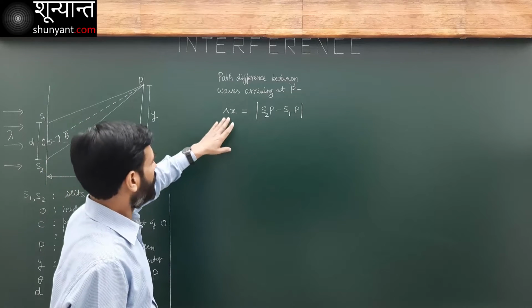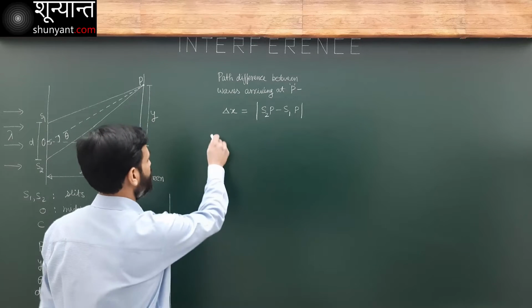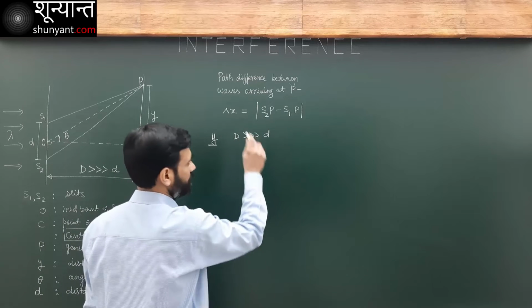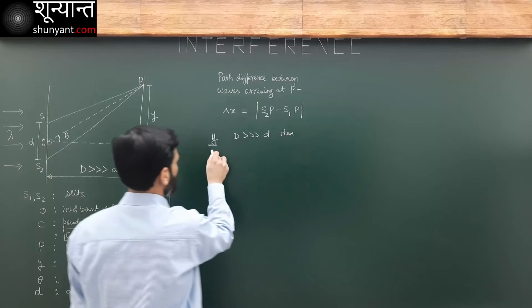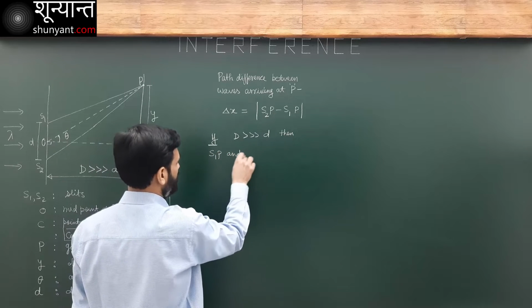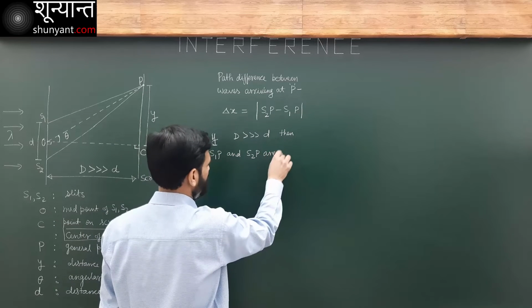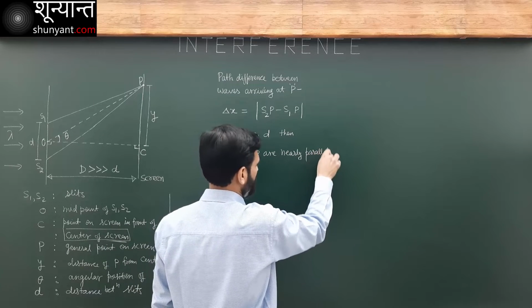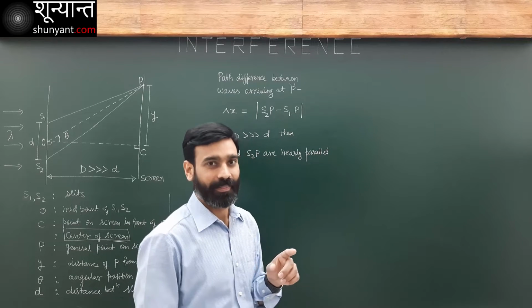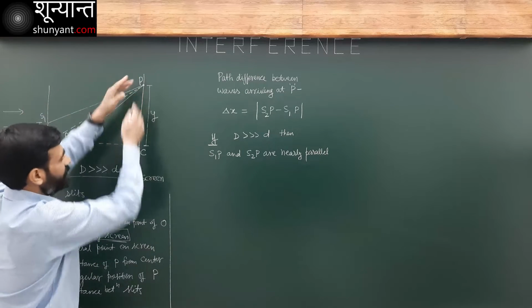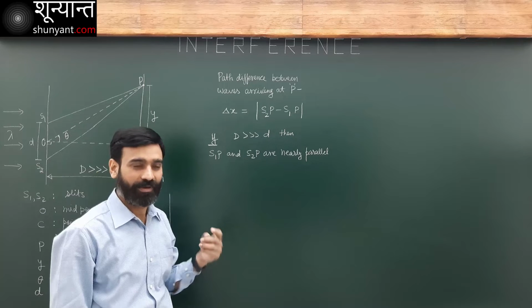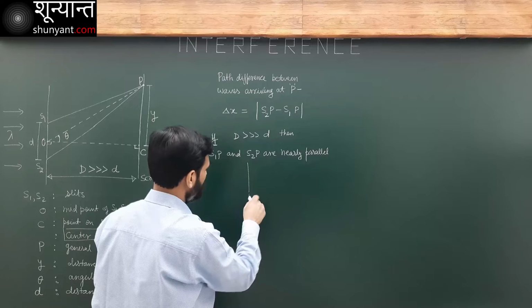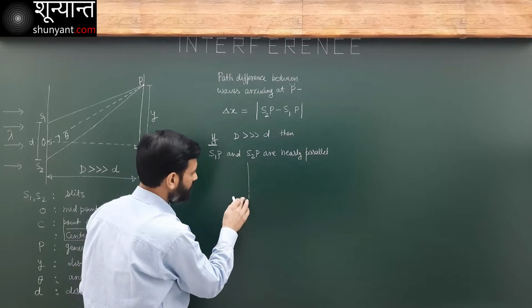Now, what will this be? If D is very large as compared to d, then S1P and S2P are nearly parallel. They are not exactly parallel, because if they were parallel, how would they meet here? But they are nearly parallel. It's like this. I have this slit, one slit is here, and then there is one other slit here.